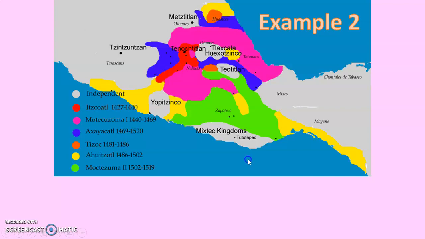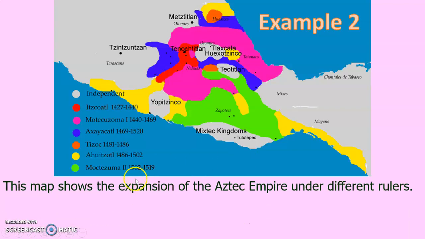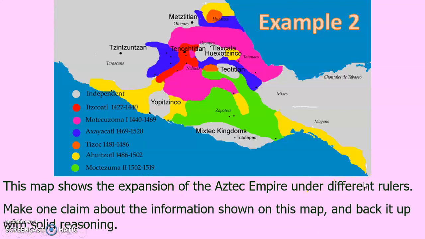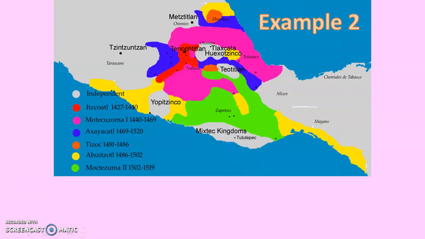This is our second example. This map shows the expansion of the Aztec Empire under different rulers. You will make one claim about the information shown on this map, and you will back it up with solid reasoning. So let's take a look at the information on this map.